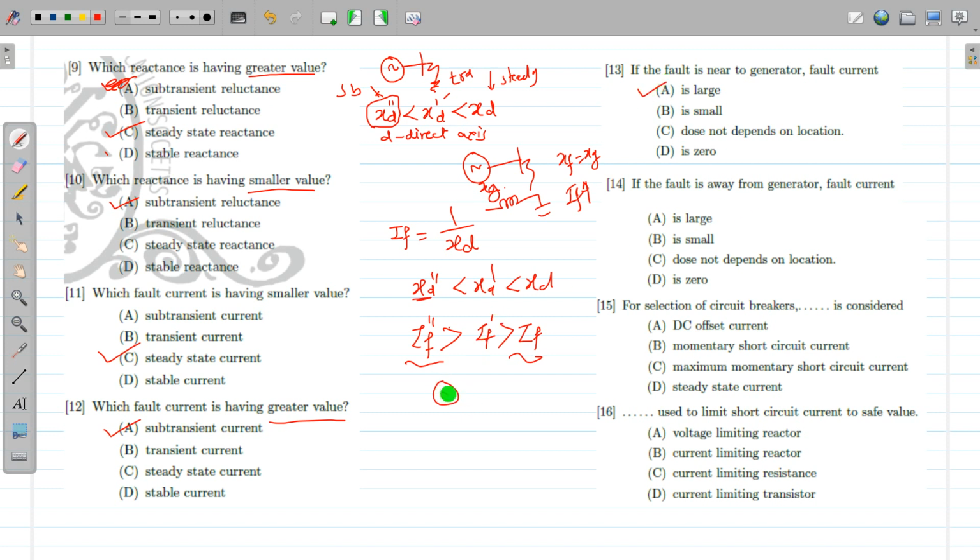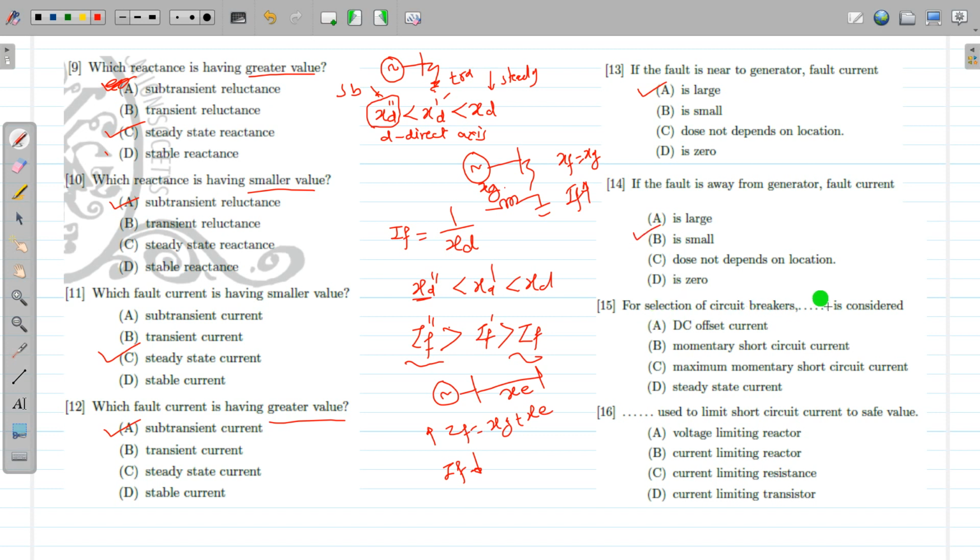If it is far away from the generator, then the external reactance will come into the picture. Hence your ZF is equal to generator reactance plus external reactance. Hence the overall impedance is increased, and the fault current gets decreased. So the fault current is small.